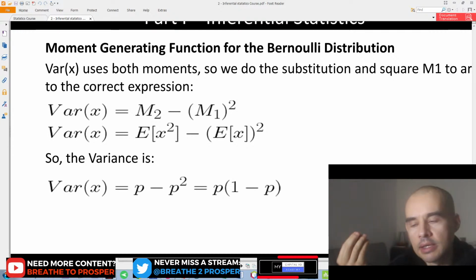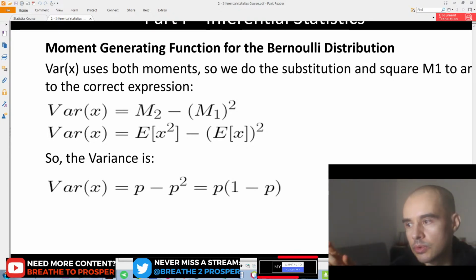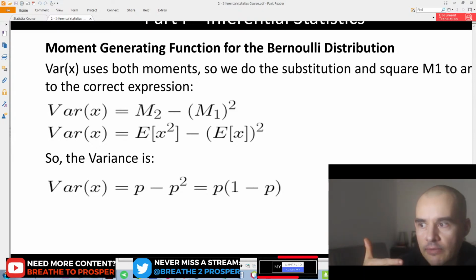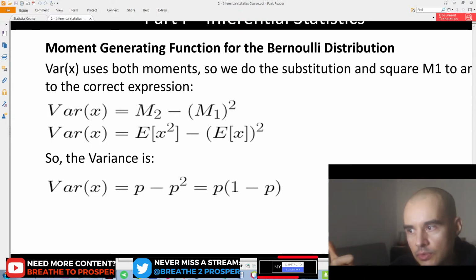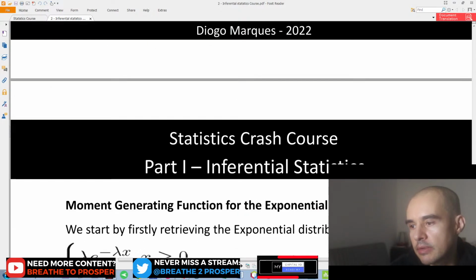So it's the same thing. Plug in the moment generating function, and because it's discrete, it's a summation. You calculate the first derivative and the second derivative, plug in 0, and you get the values. Then you can calculate the variance, because you know that it's the second moment minus the first moment squared, and then you get the values.